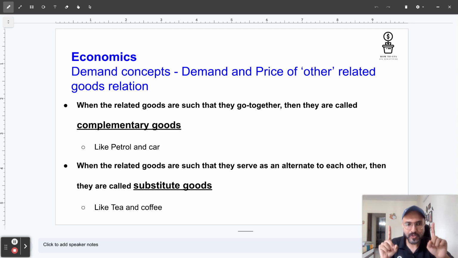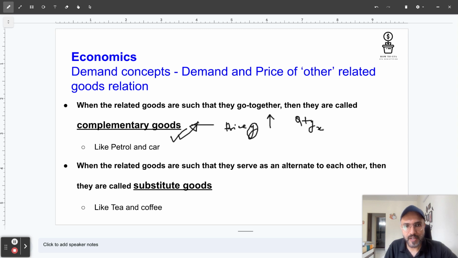So such goods which are related to each other, hand in hand, which means they go together, are called complementary goods, number one. And the price of the complementary good, let me call the complementary good y, if the price of the complementary good goes up, then the quantity of the related product, which is the related complementary good, will go down, right?